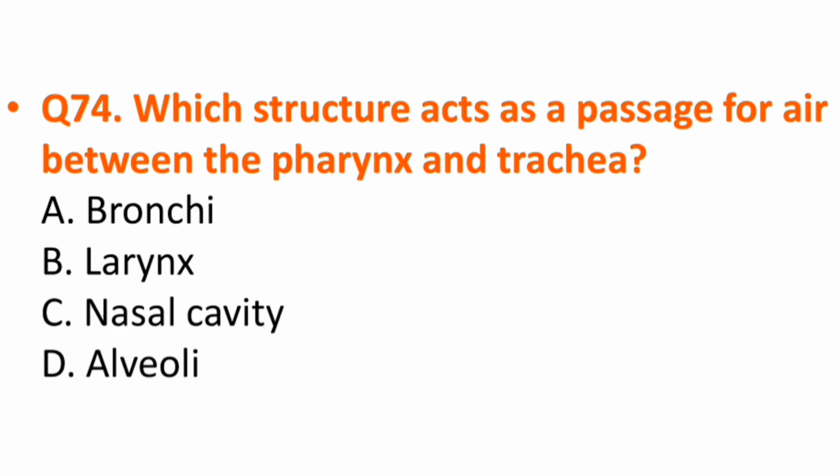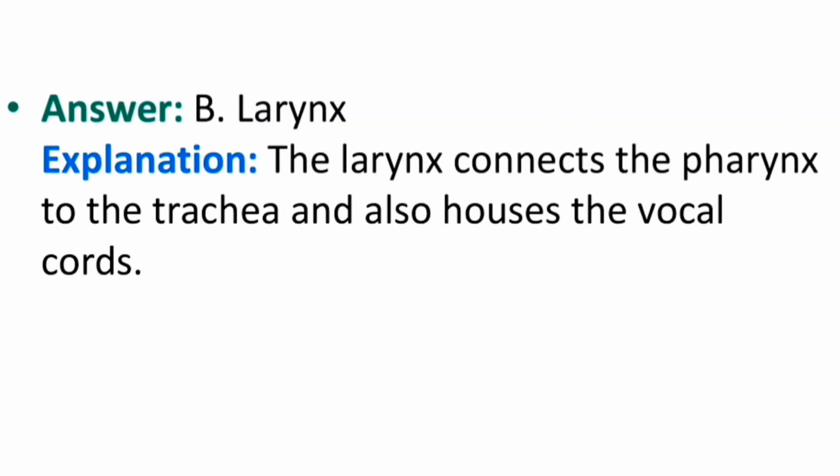Which structure acts as a passage for air between pharynx and trachea? Option A, bronchi, option B, larynx, option C, nasal cavity, option D, alveoli. The correct answer is option B, larynx. The larynx connects the pharynx to the trachea and also houses the vocal cords. The next question.